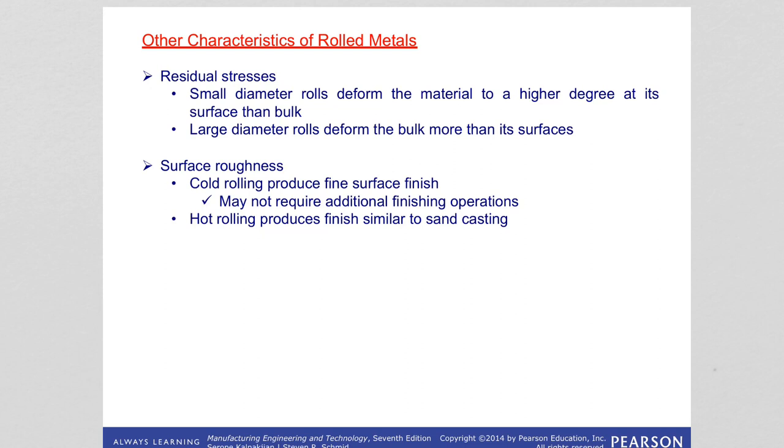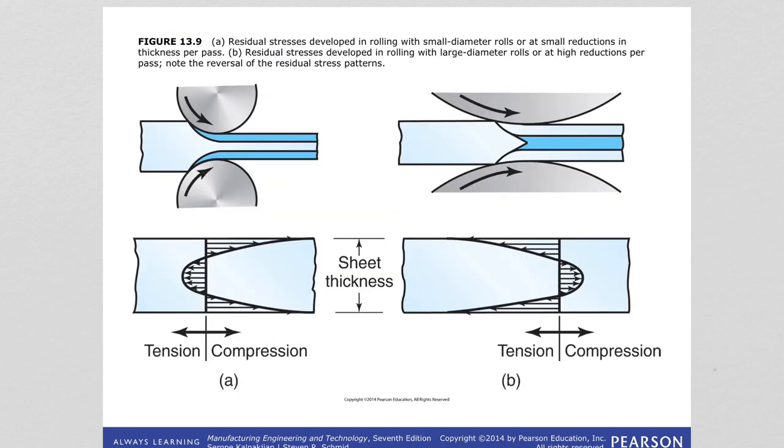So other things that are important for rolling and that we need to learn about are residual stresses. Because of non-uniform deformation of the material within the roll gap, residual stresses can develop in rolled plates and sheets. So if we look here, we can see these residual stresses. Small diameter rolls like this one tend to plastically deform the metal to a higher degree at its surfaces than its bulk. On the other hand, the large diameter rolls, like shown in image B, tend to deform the bulk more than its surfaces, which is due to the frictional forces at the contact surface.